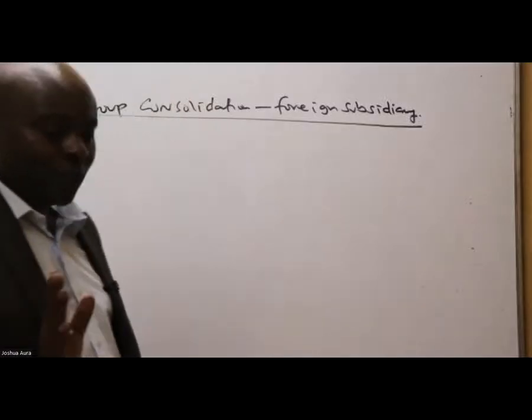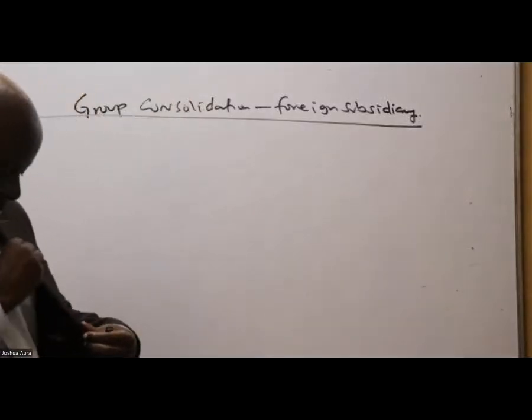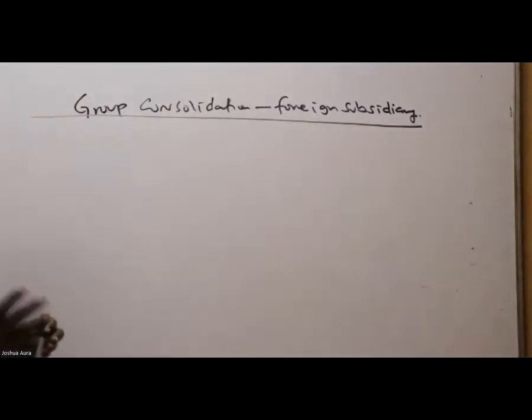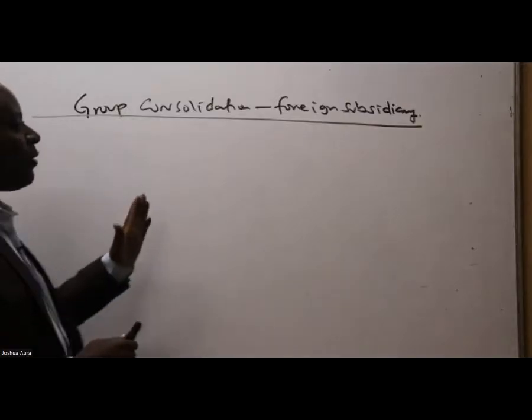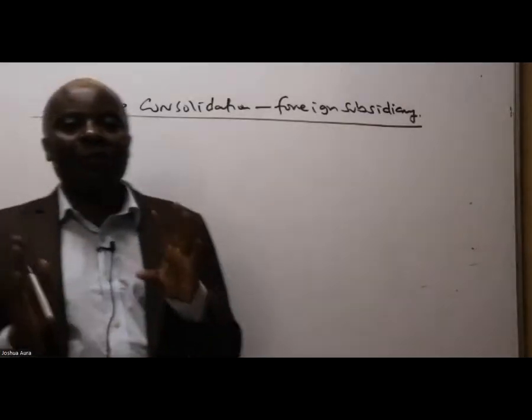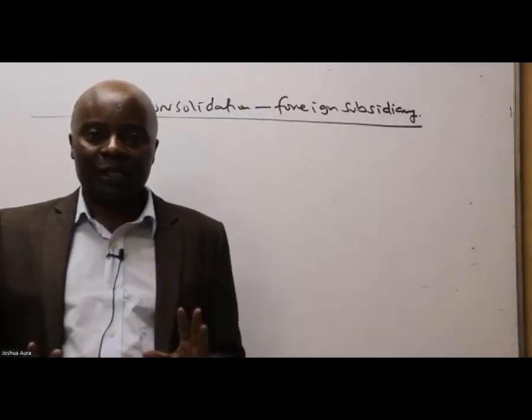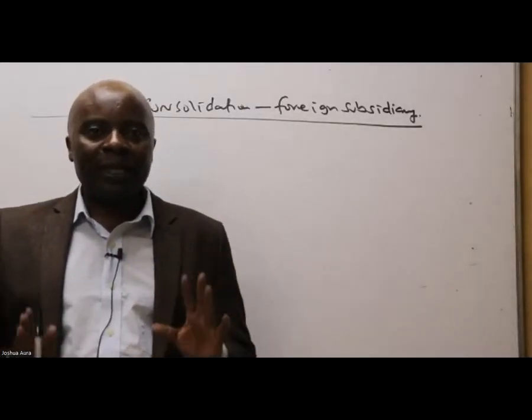And I'm going to go very slowly. I'll be speaking very, very slowly here so that at the end of the day, we should be able to agree. So remember a foreign subsidiary. We have the parent company, for example, being in Kenya. Like now, EABL. The parent company is here in Kenya.